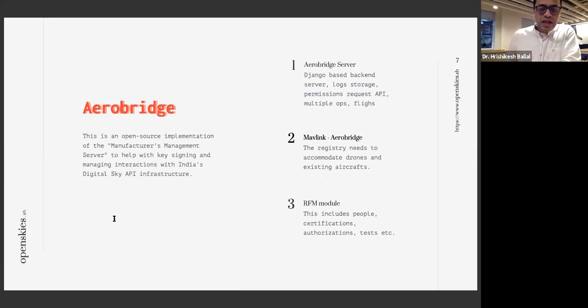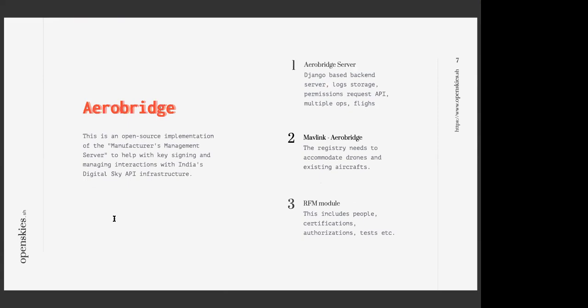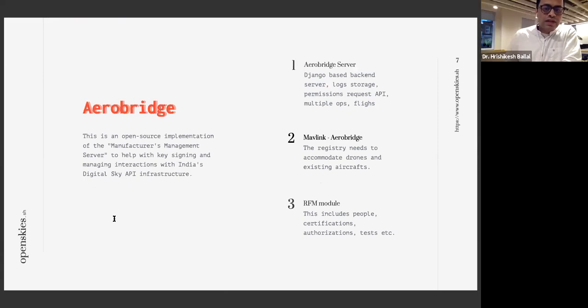Back to the Aerobridge stack, we have really three things. One is what is known as the Aerobridge server. It's basically a Python Django-based backend server, which has storage for logs, public and private keys, calling APIs, and so on. We have MAVLink Aerobridge, which is a MAVLink-based Python code that manages the transfer of these permission artifacts and public and private keys between Aerobridge, which stores them, and the drone. And then finally, we have an RFM module. This is a little bit of a work in progress.